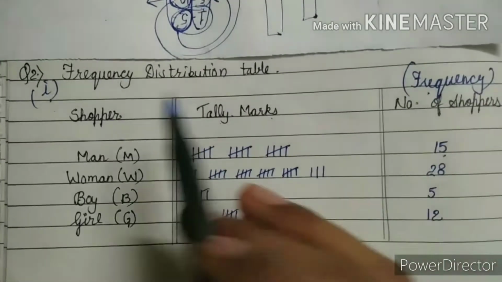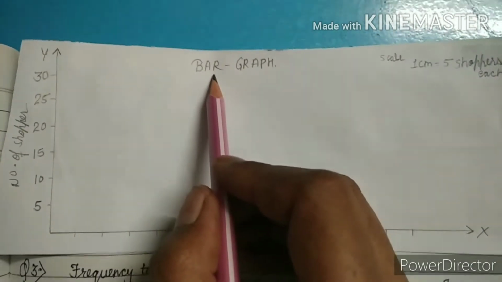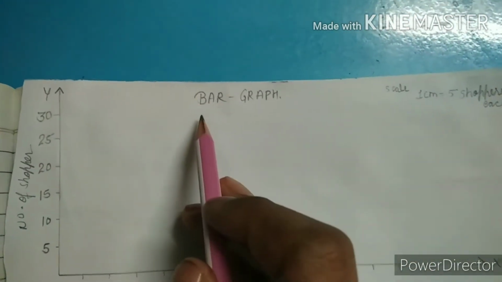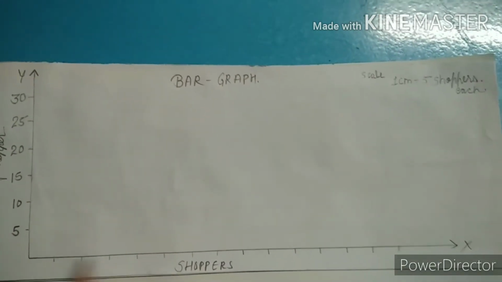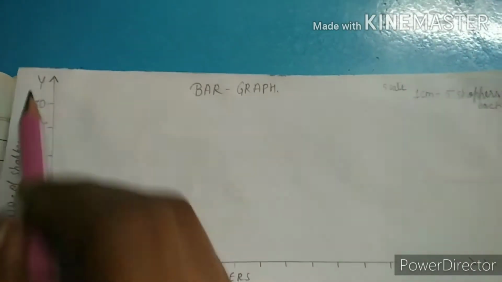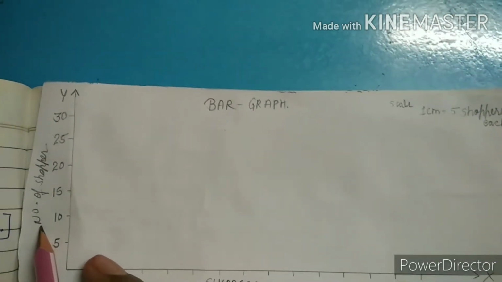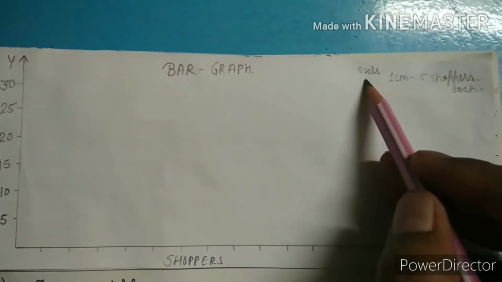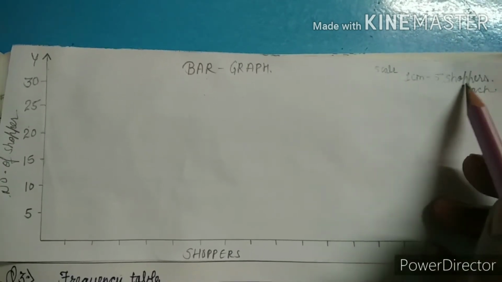Now we will go for the bar graph. So here, as you can see, is the bar graph for question number 2. The frequency distribution table is the same as for the bar graph. We will use the same data for drawing the bar graph. The horizontal line will be the x-axis and the vertical line the y-axis. On the x-axis I have taken shoppers, on the y-axis I have taken number of shoppers, and the scale, which is the main part of the bar graph, is 1 centimeter equal to 5 shoppers each.